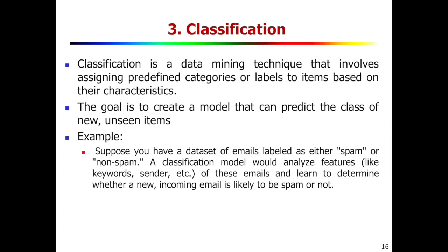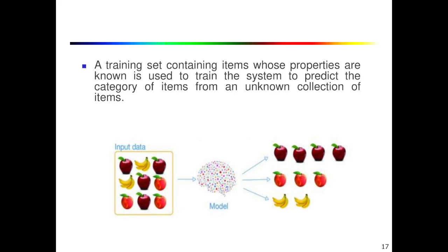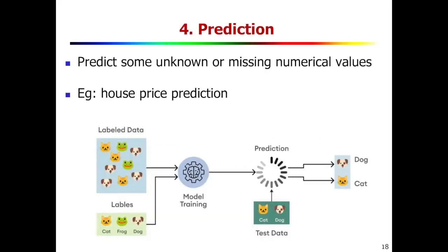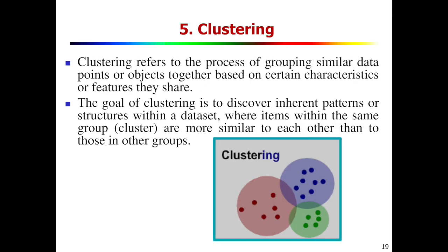It consists of two phases, training and testing. For example, suppose you have a dataset of emails labeled as either spam or non-spam. A classification model would analyze features of these emails and learn to determine whether a new incoming email is likely to be spam or not. A pictorial representation is shown here of how the classification is possible. And the next one is prediction, which predicts some unknown or missing numerical values.